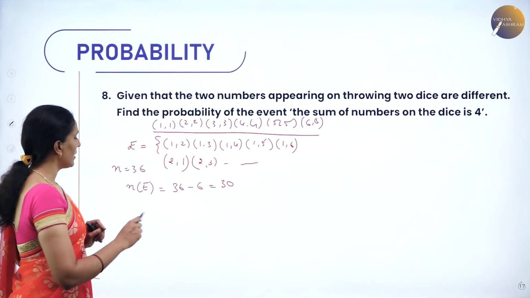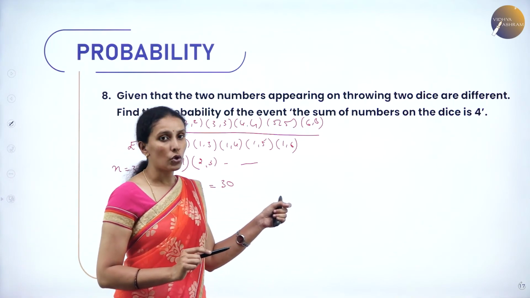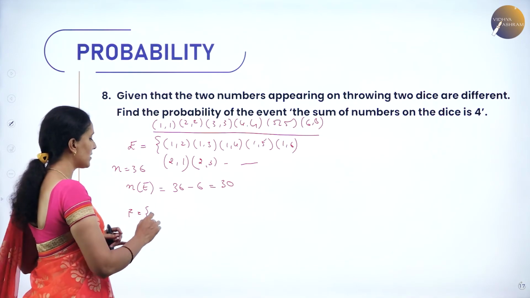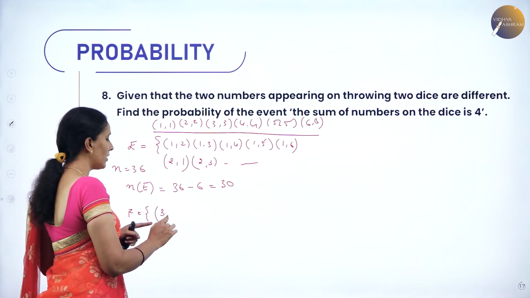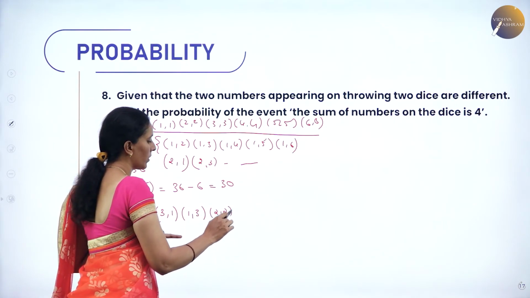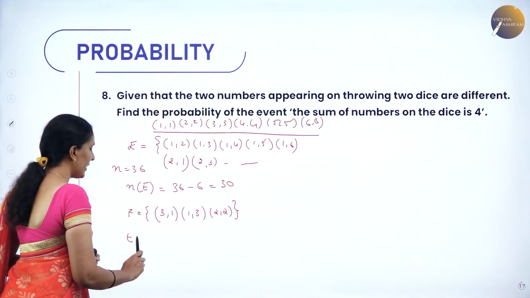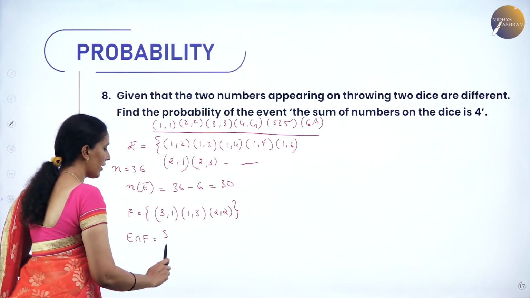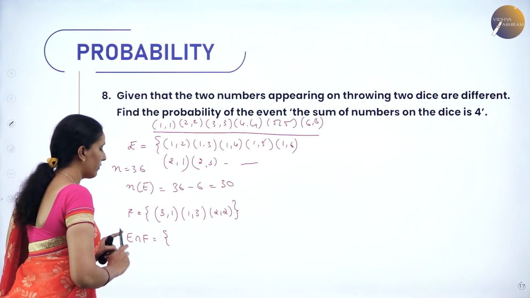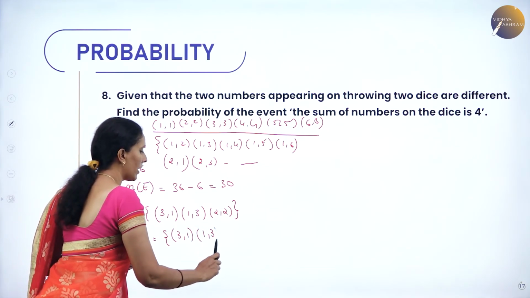The second event, let me take it as F, is saying that when a die is thrown, the sum of the numbers on the dice must be 4. So 4 means the possibilities are (3,1), (1,3) and (2,2). So these are the possibilities. Now, what is E intersection F? E intersection F means, remember E has pairs where both numbers are different. So therefore the only common elements can be (1,3) and (3,1).